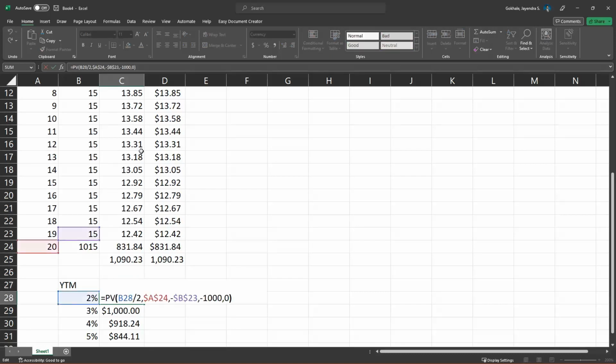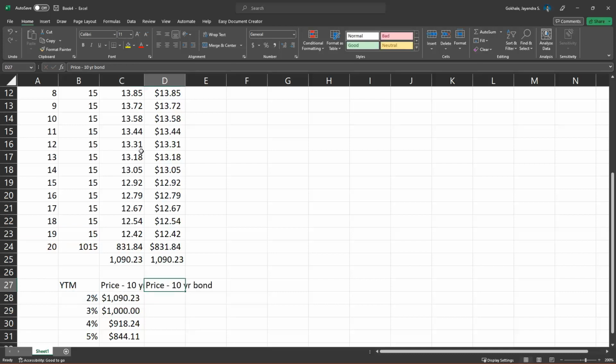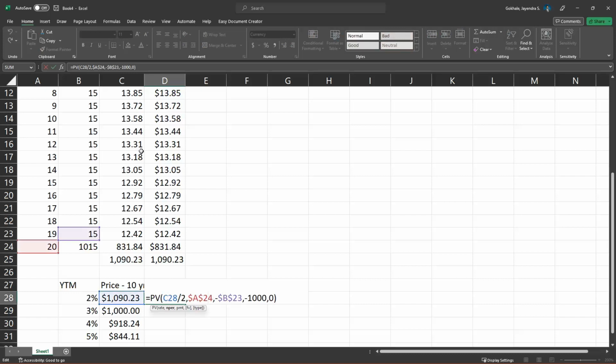Notice how the number of payments, payment value is this, but the number of periods is 20, right? Now, what if we were to make this a 20-year bond or 30-year bond, even worse, long term? So what we're going to do is Control R, but instead of C28, make it B28 again.